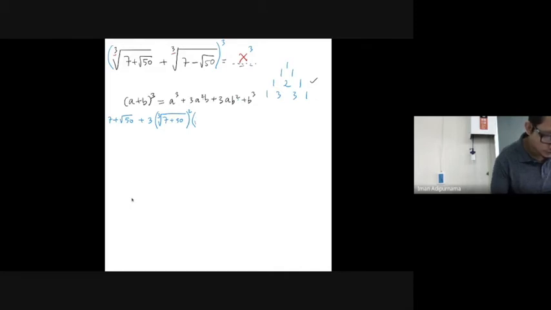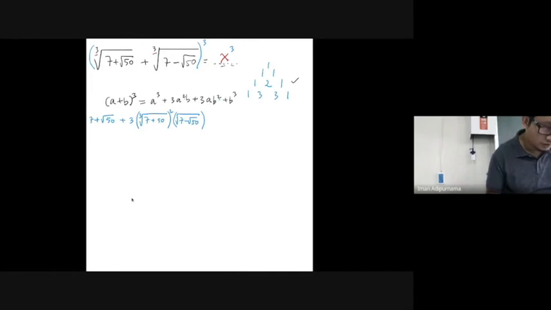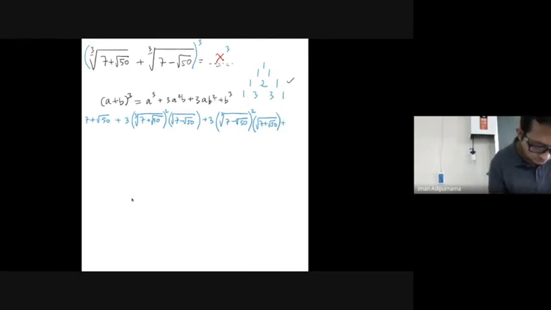Wait, the cube root of 7 minus square root of 50. Okay, plus 3, same way. Now it's the negative square root of 50 squared. And then plus 7 minus square root of 50. And it should still equal x cubed. Don't forget the x. Okay, at least we have 7.